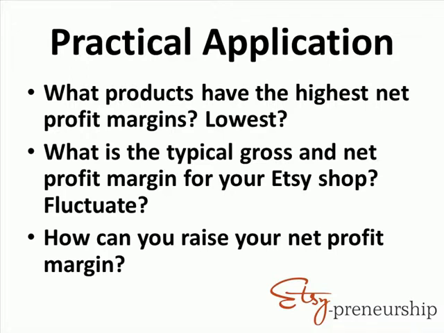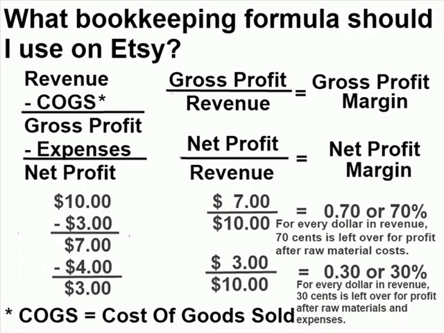So here's a summary of the bookkeeping formula. Revenue minus cost of goods sold equals gross profit, minus expenses equals net profit. I hope these two calculations, gross profit margin and net profit margin, can help you look at your bookkeeping formula in a percentage of the pie view instead of just what your net profit was in total dollars for the month.